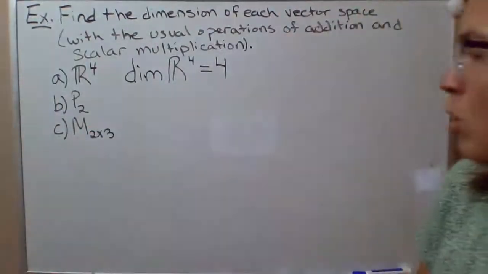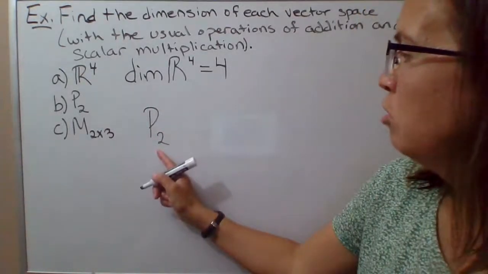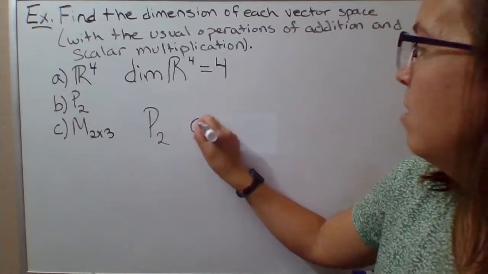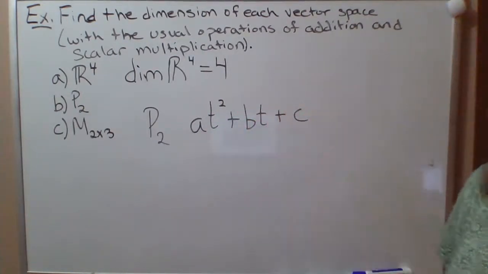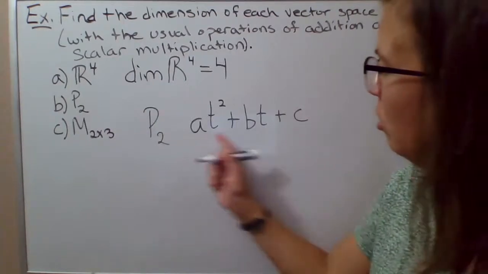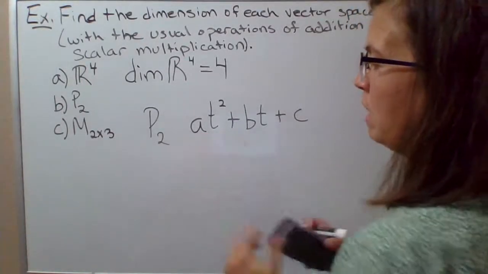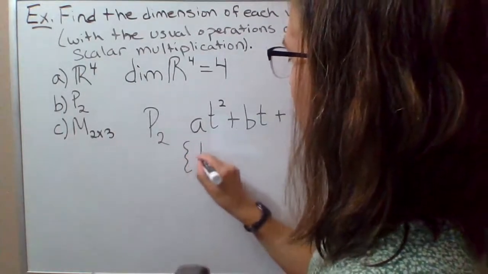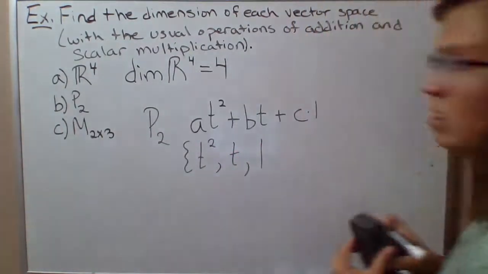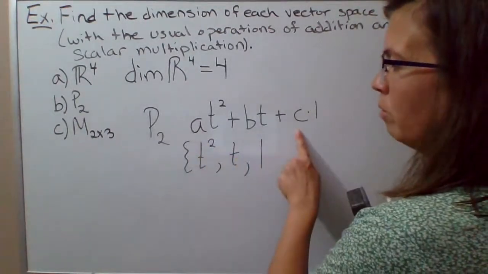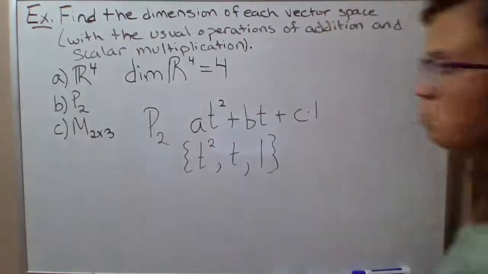Okay, how about P2? So we want a standard basis now for P2. Well, any polynomial in P2, so that's a polynomial of degree 2 or lower, can be written as some number A times t squared plus some number B times t to the first plus some constant term C. So inspecting what I wrote here, any polynomial in P2 can be written as a linear combination of the polynomials t squared, t, and 1, where a, b, and c can be any number. So anything in P2 can be written as a linear combination of these 3 polynomials. And this is your standard basis for P2.